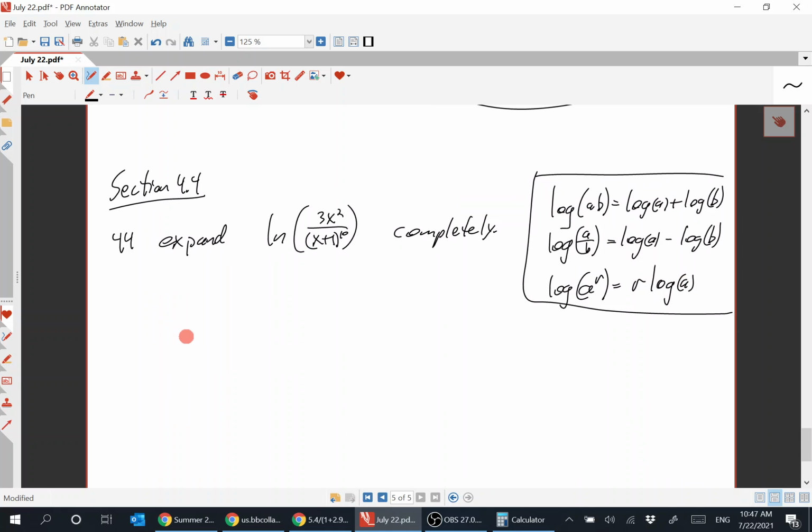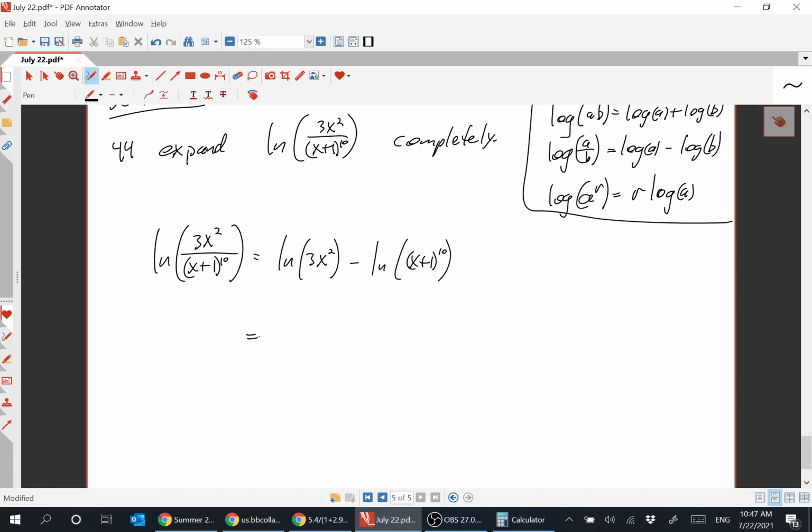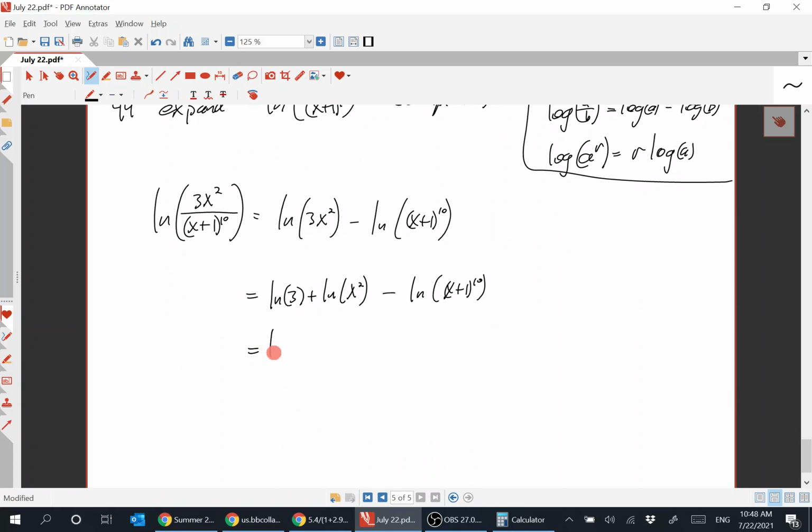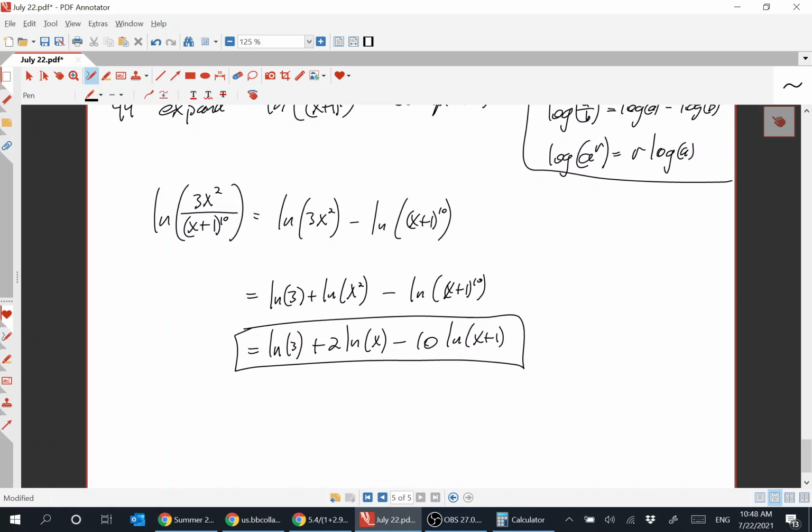So here with this one, natural log 3x squared over x plus 1 to the 10th. Starting out with that division, we can make it into a subtraction as such. All right, here we have a product, so we can change that product into a sum, like that. And we still have this. And now I've got these exponents inside the natural log expression, so I can apply that third property to bring those exponents down as coefficients. And that would be the extent to which you could expand that expression.